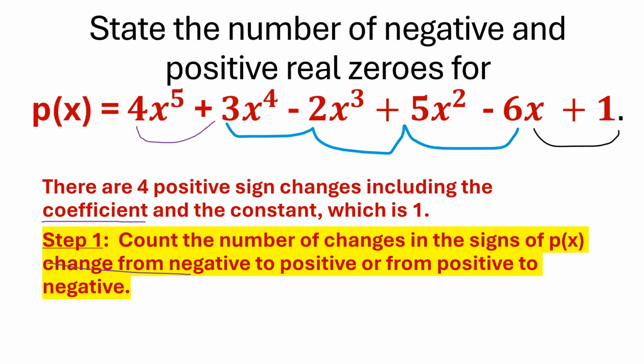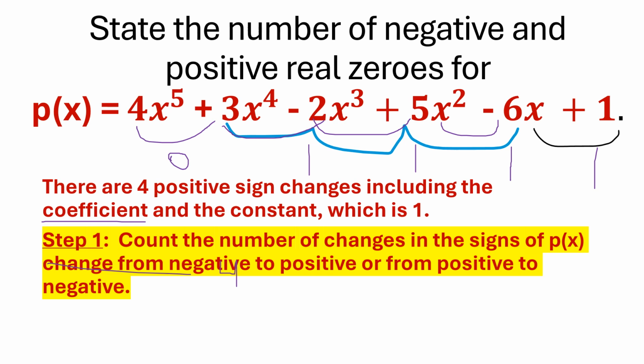So from 4 to 3, 0 changes. From 3 to 2 is 1, negative 2. And from negative 2 to here is 1 change. And from here is a negative, that's another change. And from a negative to a positive is 1 change. So we have 1, 2, 3, 4 changes. So in your first column, you're going to put 4. That's the number of positive real zeros.